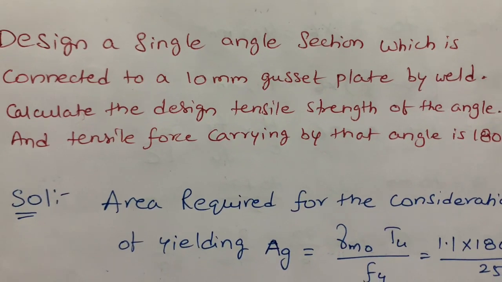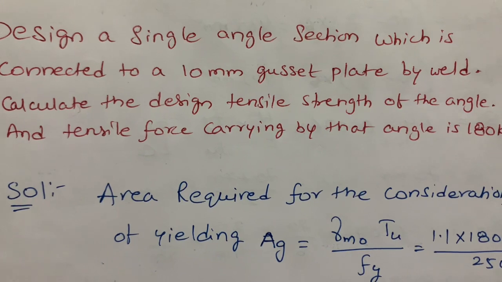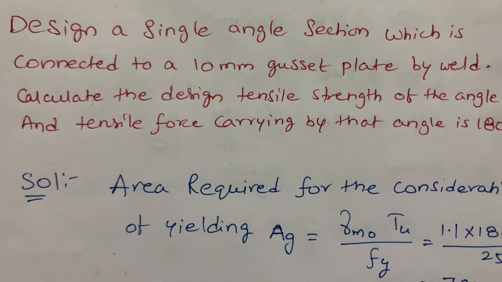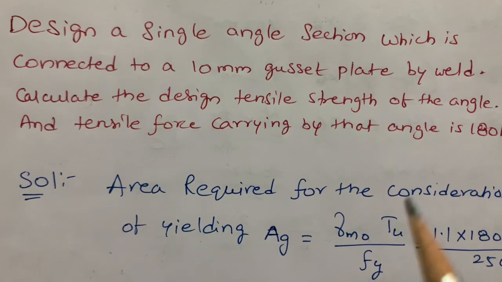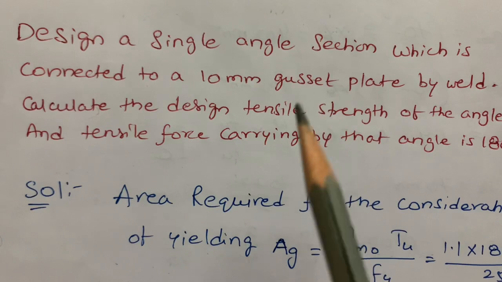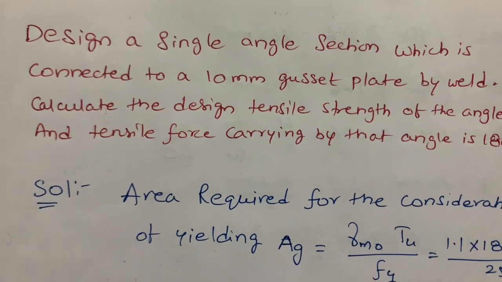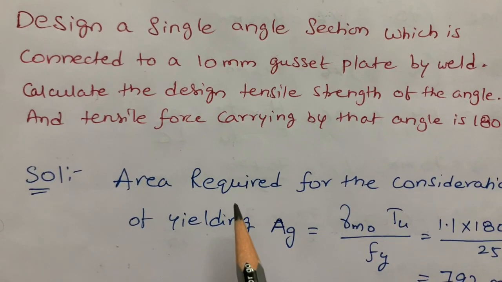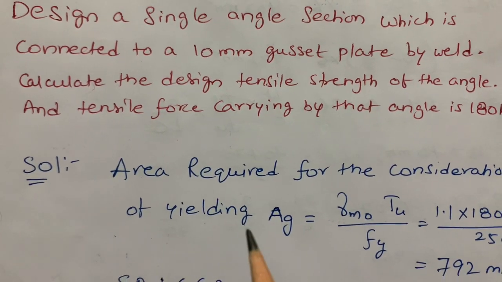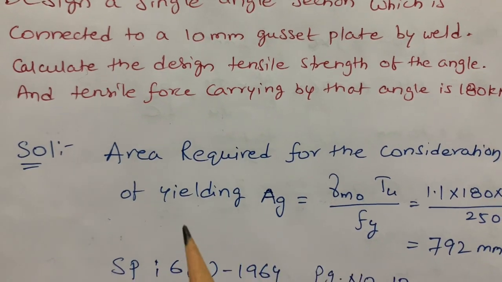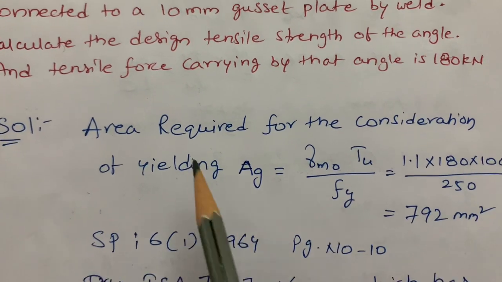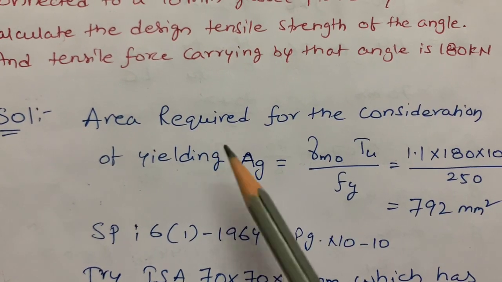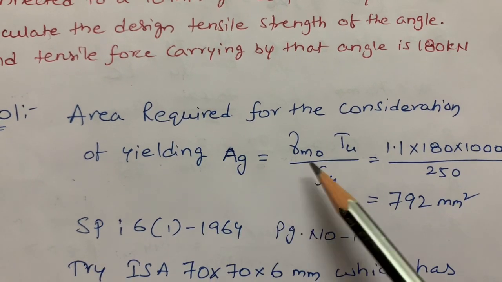In my previous lecture I told you only about bolted connections, but in this video I will show you about welded connections. Here we need to design an angle section. For that purpose we need to choose the angle section, and for choosing it we need to calculate the required gross area. Same as in the bolting problem, we consider Ag required, where Ag equals gamma m0 Tu by Fy.